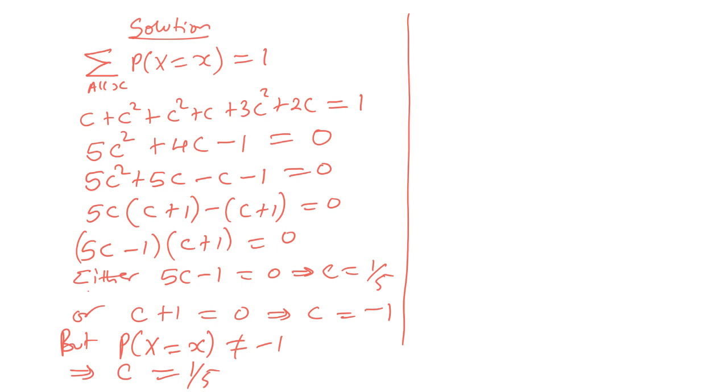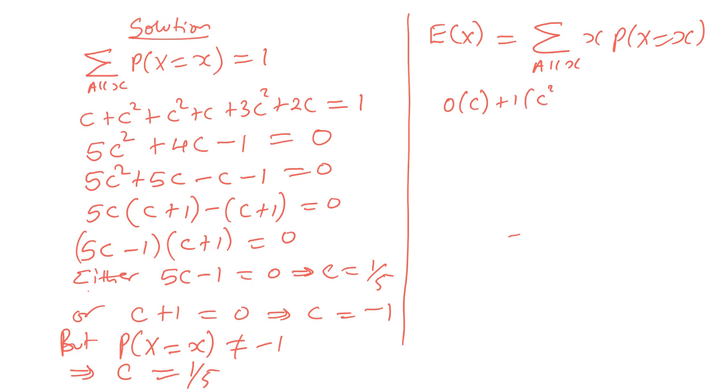Now the next part, we get the expectation of x. How do we find it? We sum for all x's involved x times the probabilities. Now what are the x values involved? We have 0, which will multiply with C, plus 1 will multiply with C squared, plus 2 will multiply with C squared plus C, then plus 3 will multiply with 3C squared plus 2C.